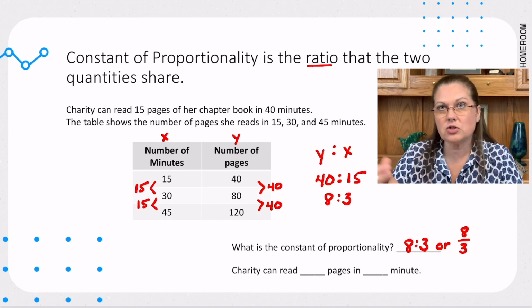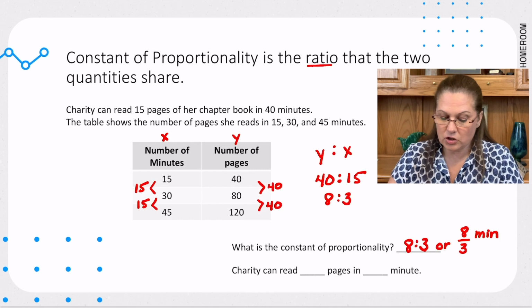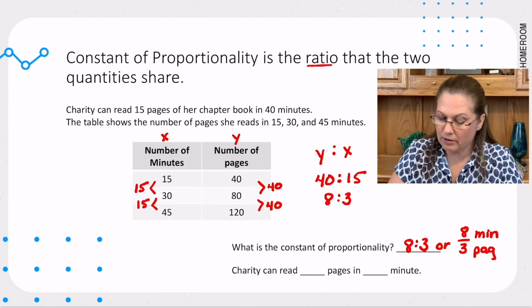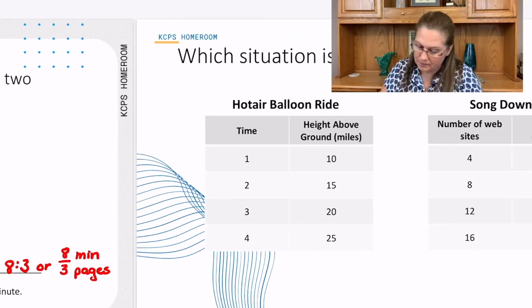So we can actually start putting labels on these. So I can say 8 minutes, and our 3 is going to be pages. So I can actually say Charity can read 8 pages in 3 minutes. So our constant of proportionality is 8/3, or 8 to 3. We have time for 2 more examples.